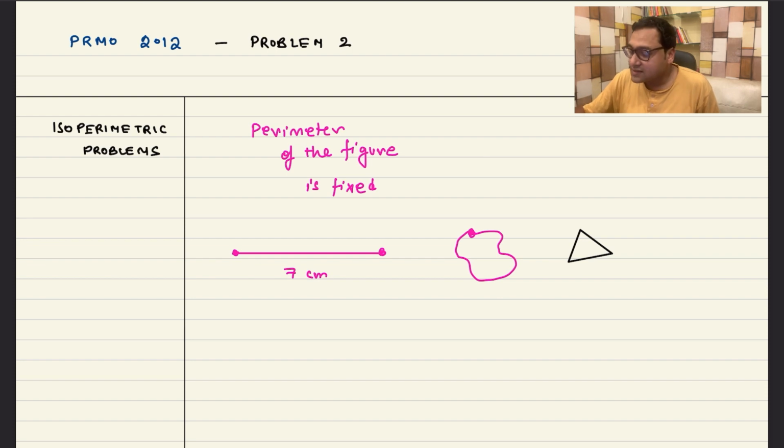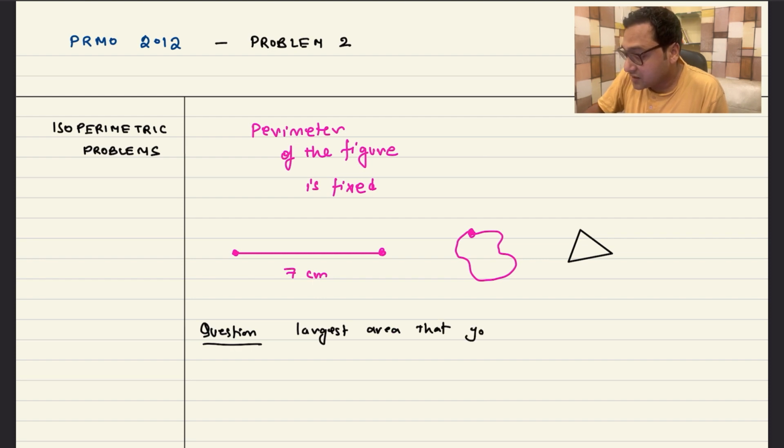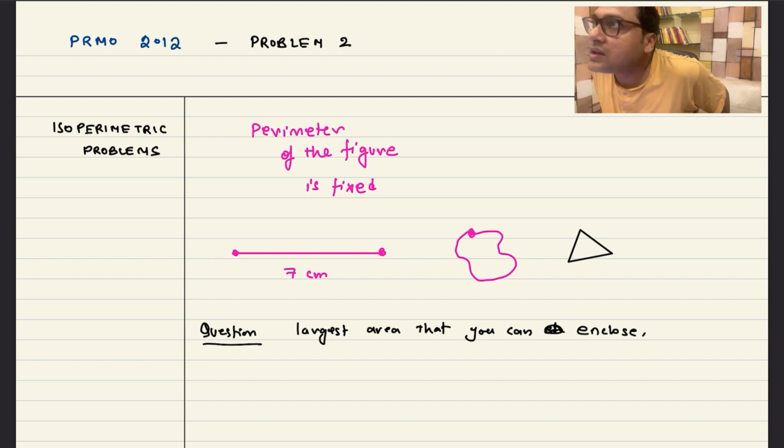So the question is this: what is the largest area you can enclose? So this is an area maximization problem. So here's a question. What is the largest area that you can enclose? Okay. So if you think about the largest area that you can enclose, you can actually think about it as a physics problem.